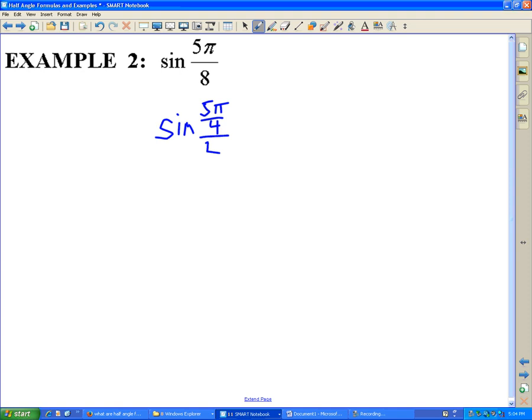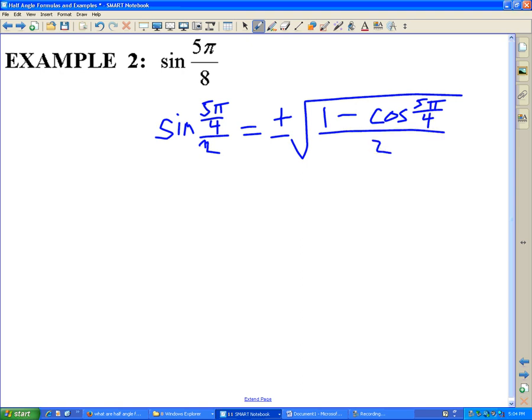But the advantage of writing it this way is I don't know much about 5 pi over 8. It's not from the unit circle. But guess what? 5 pi over 4 is. It's a pi over 4 reference angle. So here is my substitution in the formula, cosine of 5 pi over 4. And once again, the beautiful thing here is, didn't know this, I do know this, and I can use it in the formula to solve for what basically goes all the way back to the original question.